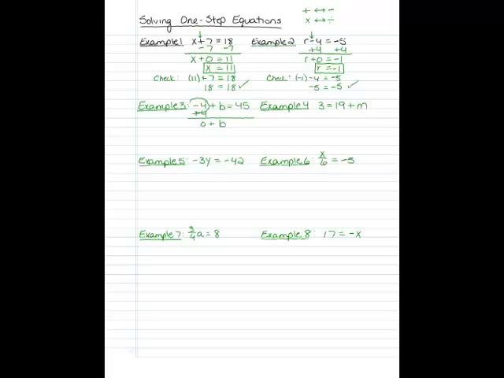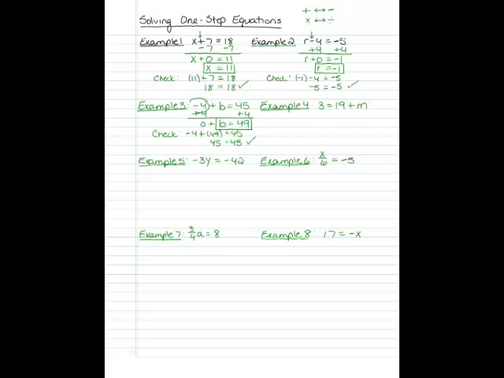Plus b equals, now what we do to one side, we have to do to the other. So plus 4 here. 45 plus 4 is 49. 0 plus b is just b. So our answer, b equals 49. Performing a check, we have negative 4 plus 49 equals 45. Negative 4 plus 49 is 45, equals 45, so it checks.